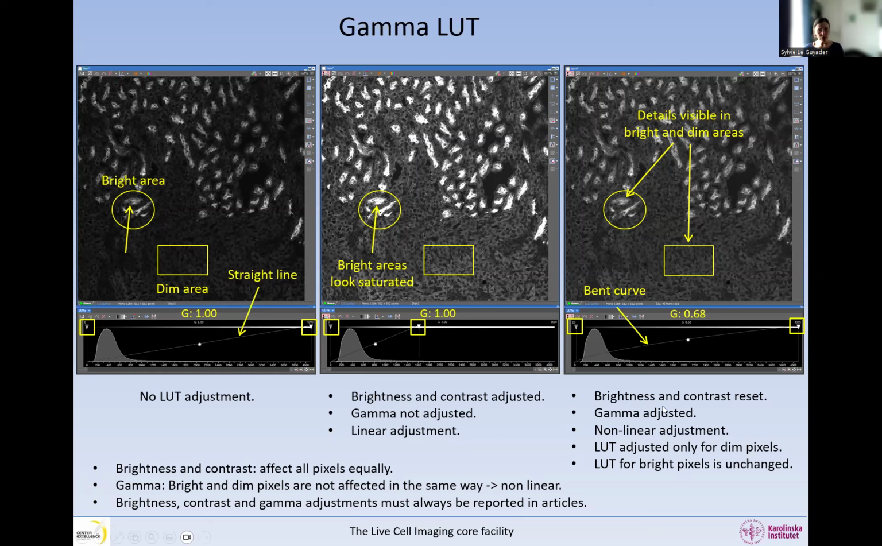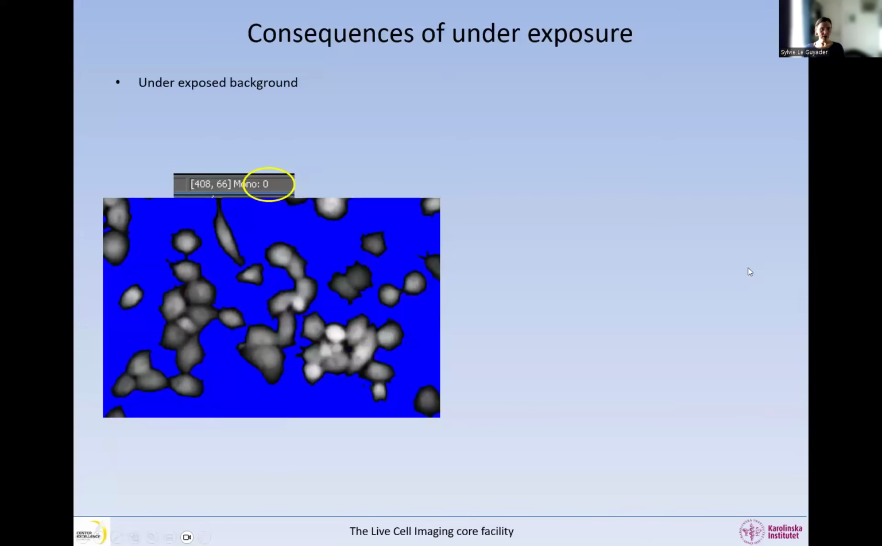So again, adjusting the gamma will help you explore the dim areas so that you can see if the information that you want is there. If it is not, then change bit depth when you acquire. Go to a higher bit depth.